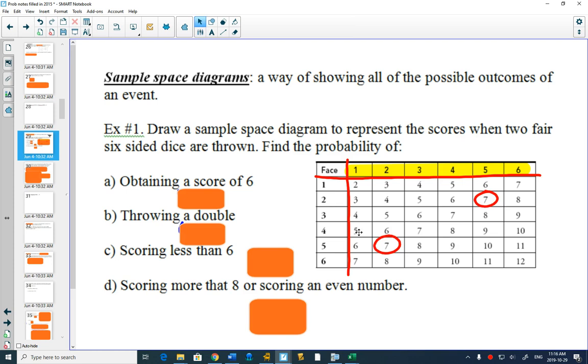Especially if you have 2 different colors. I could roll a 5 on the red dice and a 2 on the white dice, or I could roll a 2 on the red dice and a 5 on the white dice. So the 7 could happen that way. There's no way to get a 12 in 2 different ways. Right? You can't get a 6 on the red dice and 6 on a white dice, or 6 on the white dice, 6 on the red dice. That's not different. So that only shows up once on our chart.